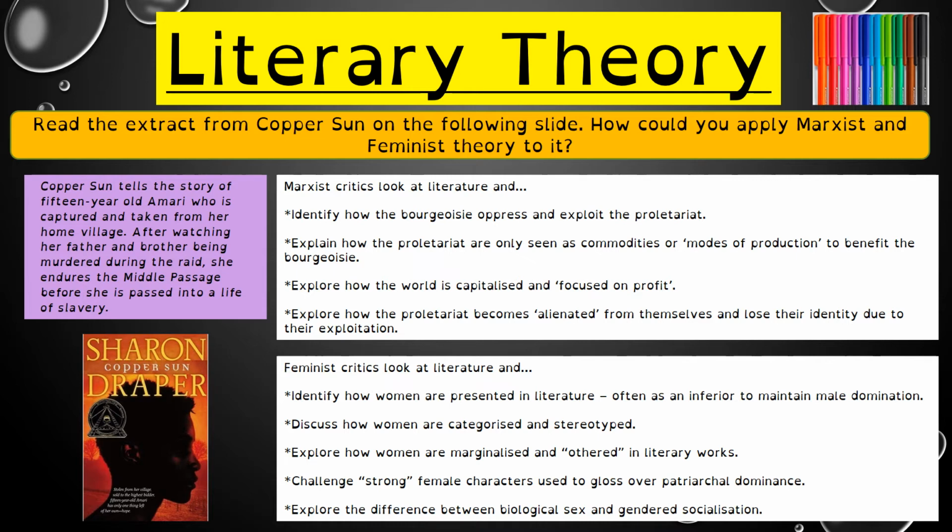So if we start with Marxist criticism, then we can see in the text that Amari is treated as if she is an object. She is literally sold in the extract. She likens it herself to the market days that she used to go to when she was back home. So there's the sense that she is an object in a market being sold, that she is like cattle here being herded. There's kind of this animalistic idea of the slave auction that is going on.